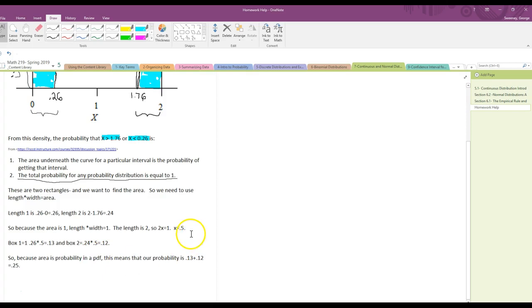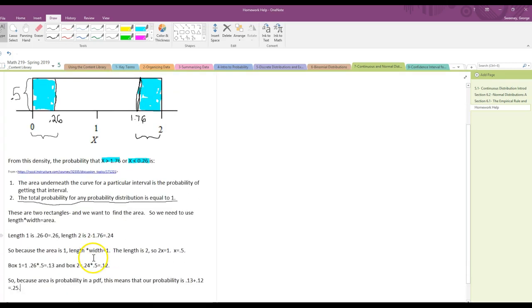Area is probability. That's going to apply when we talk about normal distributions. It's going to apply for everything. So we found the areas for the two boxes, added them together, and that gave us our answer. That concludes finding the area for uniform distributions.